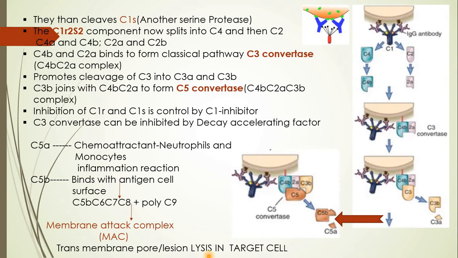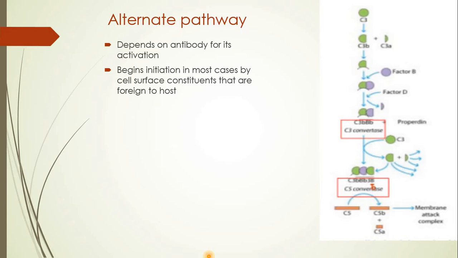Now the second one is the alternative pathway. In case of the alternative pathway, here also you can say it depends on antibody for its activation, like what we have seen with reference to the classical pathway, and it begins on most of the cell surface constituents that are foreign to the cells. Now here the process is all the same, wherein C3 is fragmented into the larger component C3B and C3A.